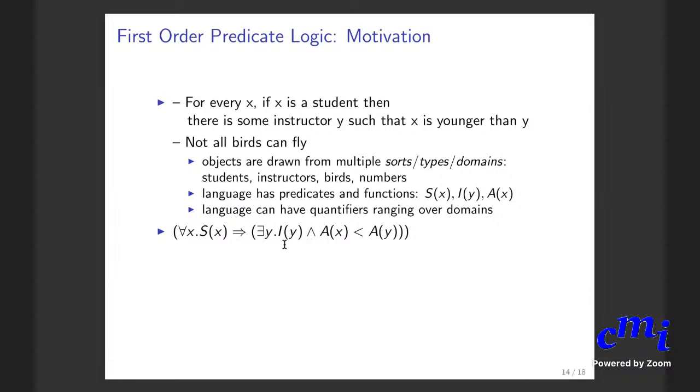So you have not just propositional values, but predicates and terms that are constructed out of these functions. Not all birds can fly can be expressed in this way: it is not the case that for all X, if X is a bird, then it can fly. That can also be expressed using existential quantification: there exists some bird for which f(x) is not true.